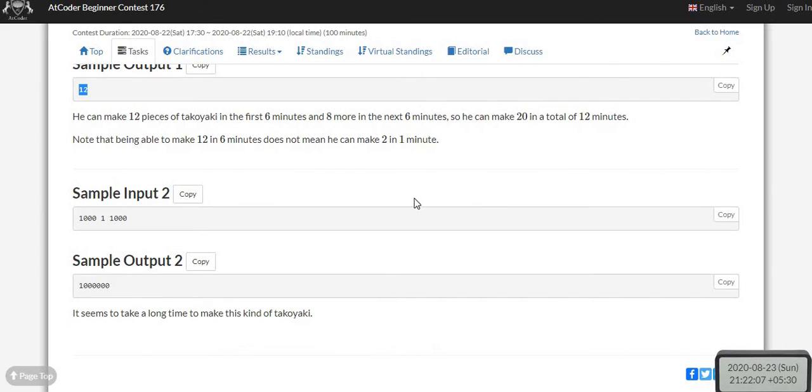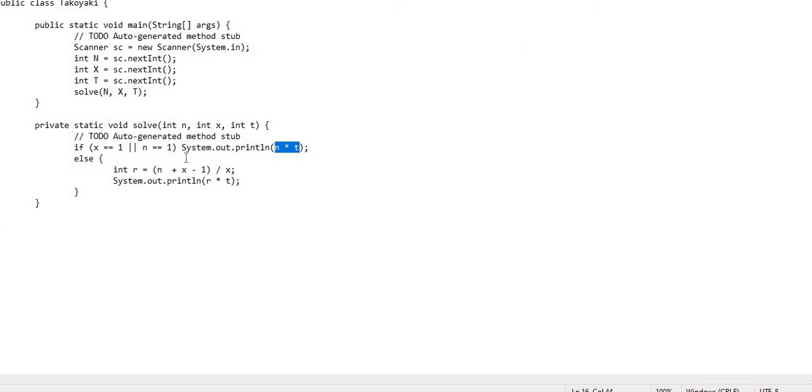Here one of the test cases is given. N is 1000, X is 1, and t is again 1. So in this case X is 1, so straightforwardly it will make the multiplication between N and t. So the result will be this one. It's going to be 10 lakh, okay, 1000 multiplied by 1000.